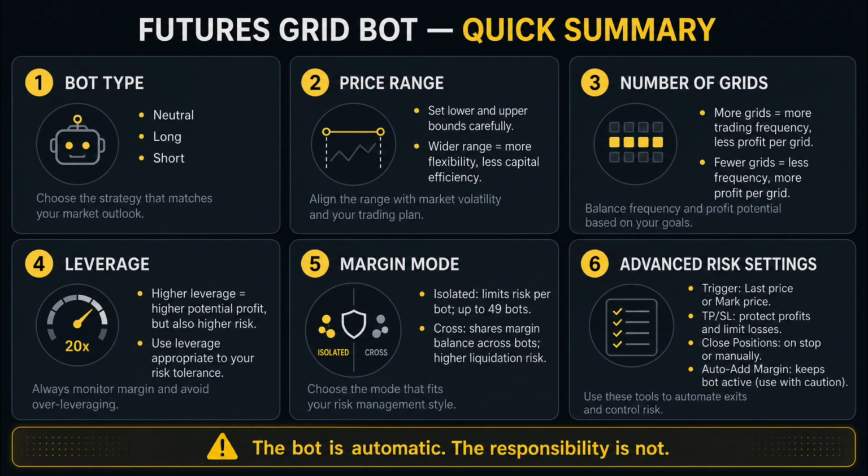So the easiest way to remember futures grid bot settings is this. First, choose the right bot direction. Neutral for sideways markets, long for bullish markets, short for bearish markets. Second, choose a price range that matches the market structure. Third, choose the number of grids carefully. More grids means more frequency, but usually less profit per grid. Fewer grids means less frequency, but usually more profit per grid.